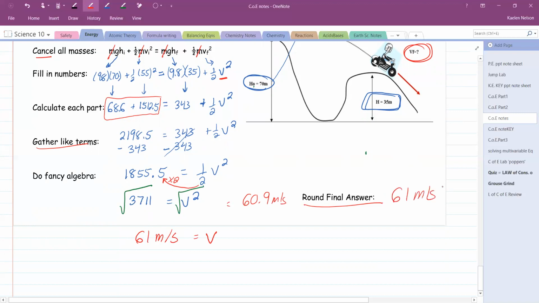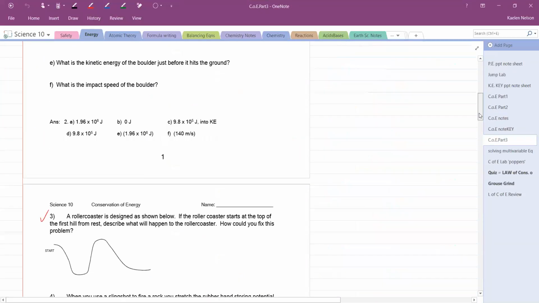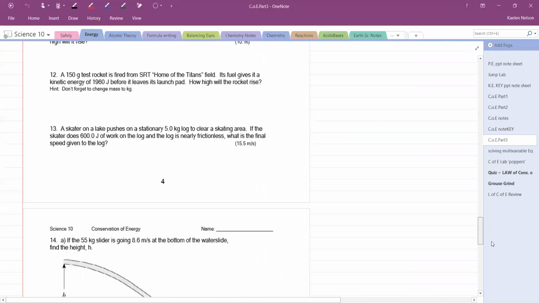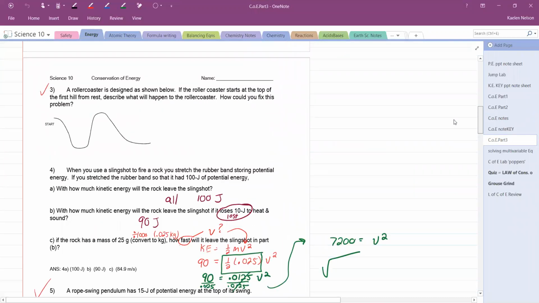Okay, and that's how you do the complicated equations. Now you should have no trouble finishing off your conservation of energy worksheet part 3, which is this one. I started you out with numbers 1 to 8, and you should now be able to go through all the rest of that worksheet with all of your math skills, and we will see you during tutorial time.